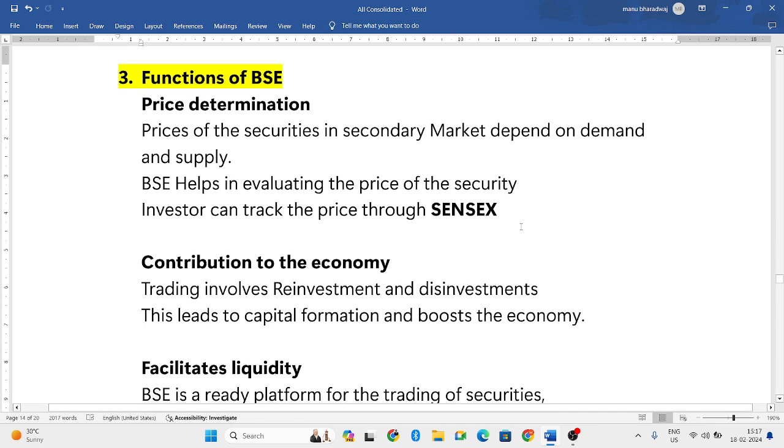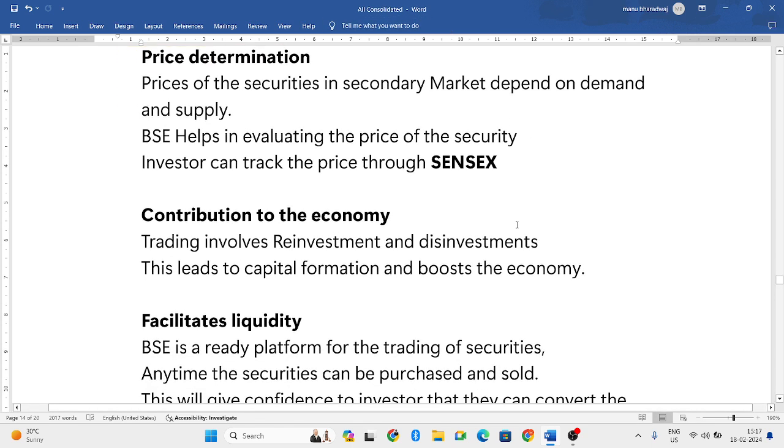Next, contribution to the economy. So trading means, of course, reinvestment will happen, disinvestment will happen. People will again reinvest in the shares. People will take back their money, that is disinvestment. All these things are involved in the trading. So what happens when the investments and reinvestments are taking place? This results in the capital formation of the economy. So it will indirectly boost the economy.